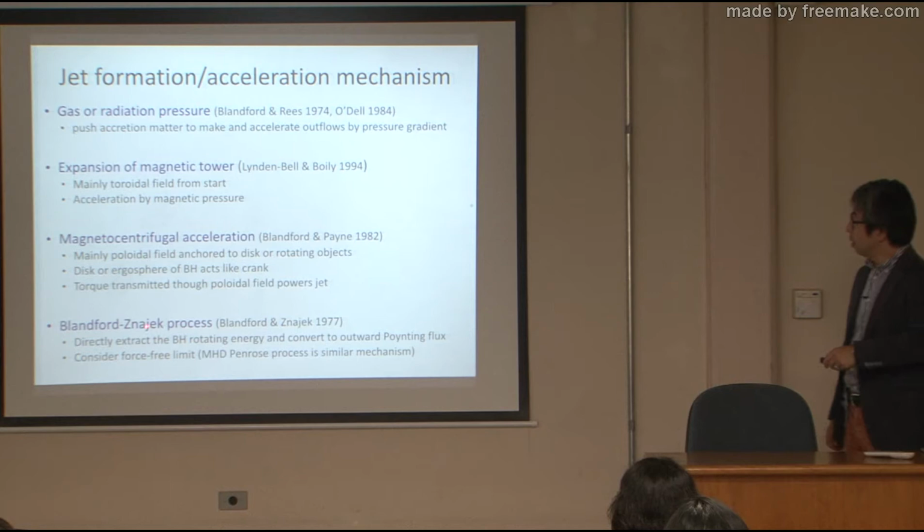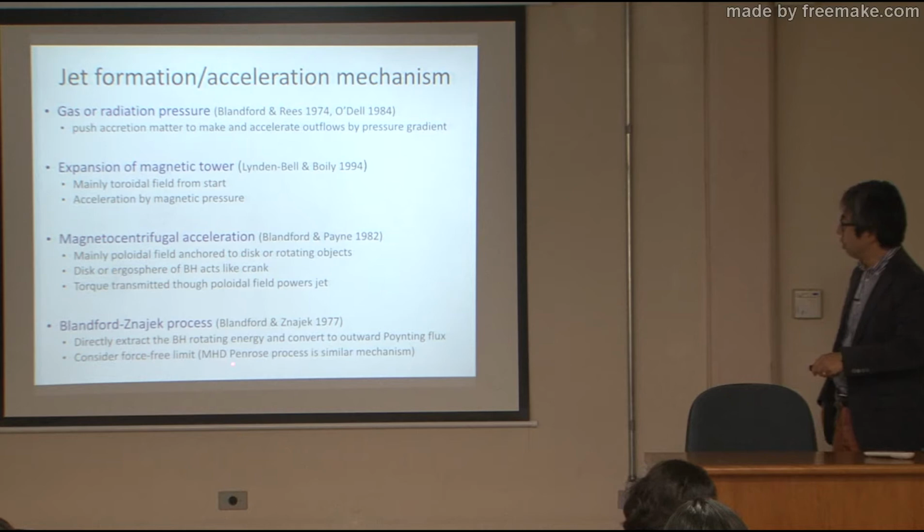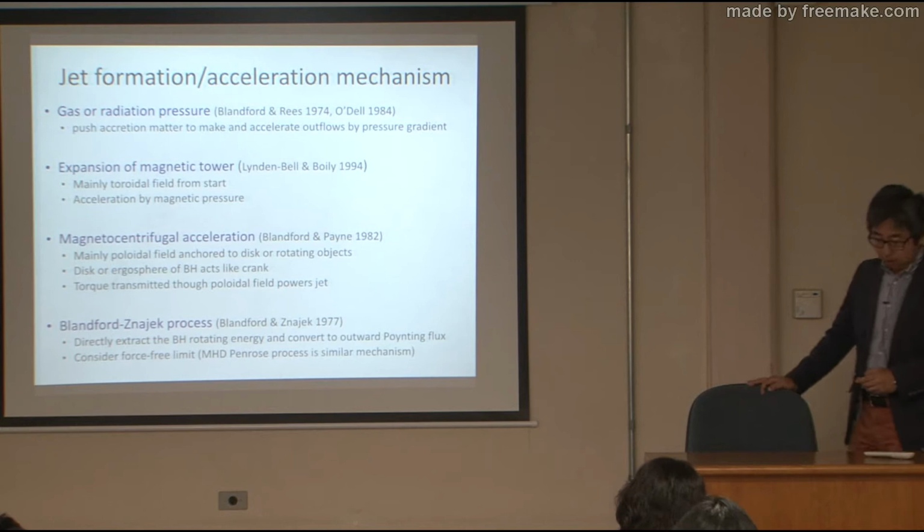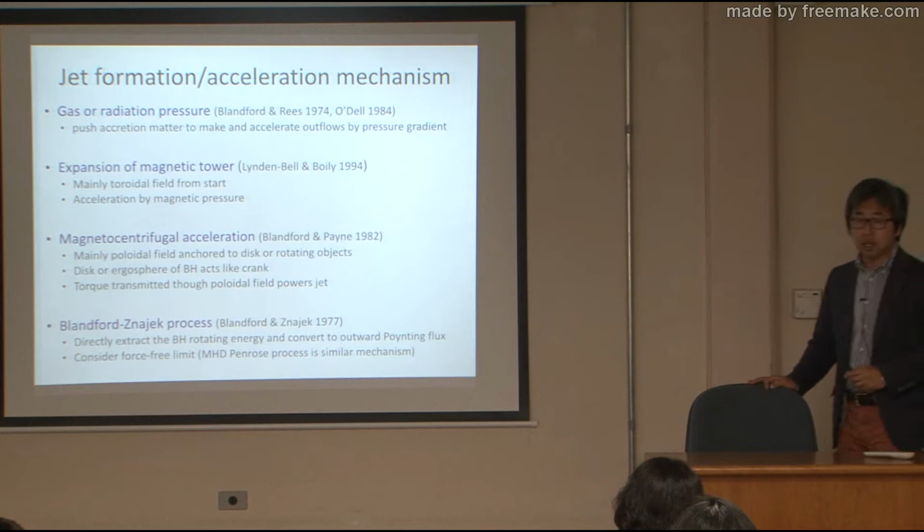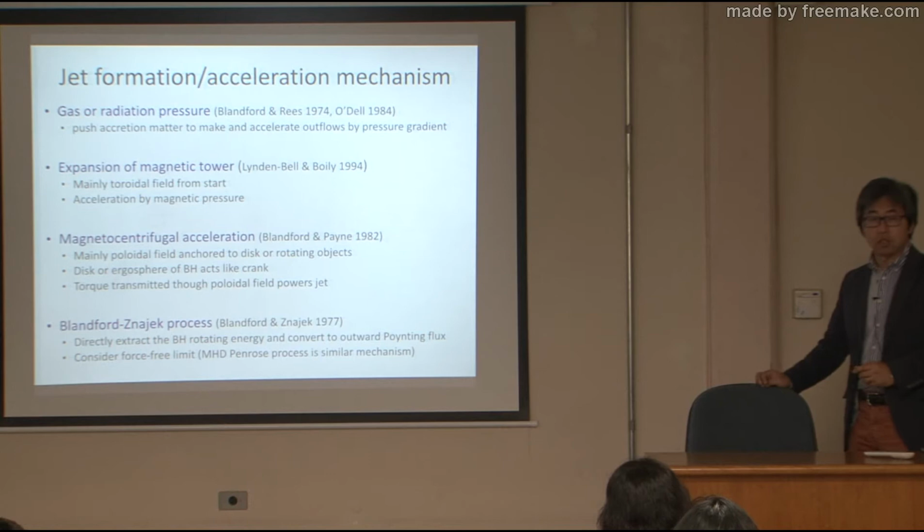The Blandford-Znajek process directly extracts the rotating energy of the black hole and converts it to outward Poynting flux. This is also considered in the force-free limit. The MHD Penrose process is a similar mechanism, but it is considered in MHD with plasma. So now I have shown the four main acceleration mechanisms, but we don't know which one is favored to work in an actual object.